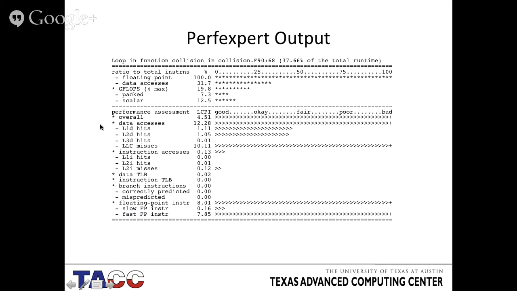In this part it is telling us the ratio to total instructions, which gives us the floating point operations and the data accesses that we have. It is going to tell us, from 0 to 100, the percentage of gigaflops relative to the max number of GFLOPS that we can get. And then it shows a report saying, based on what you could get on this system, your code is good, okay, fair, poor, or bad, okay?